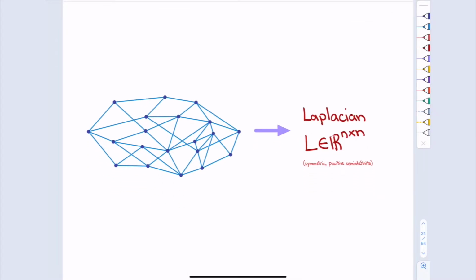I introduced the Laplacian of a graph last class. It came up when we were discussing electrical networks. I'm going to reintroduce it from a slightly different perspective without as much emphasis on electrical networks. But what's the basic idea? The Laplacian is taking an undirected graph and encoding it in some kind of n by n symmetric positive semi-definite matrix. I'll define those momentarily.